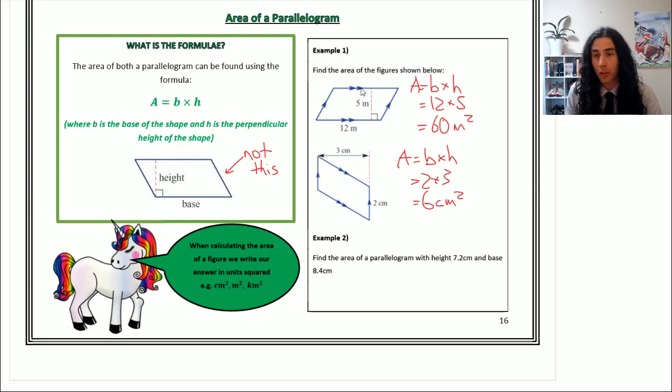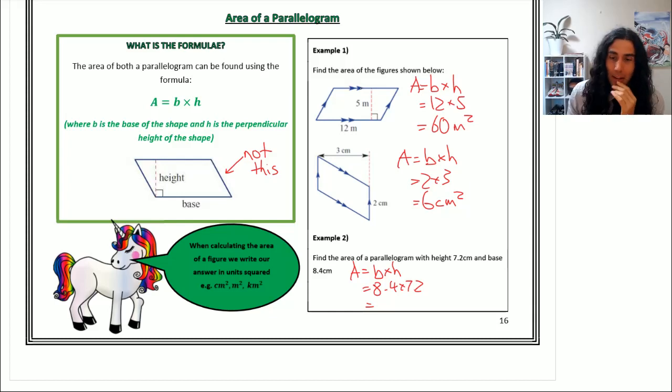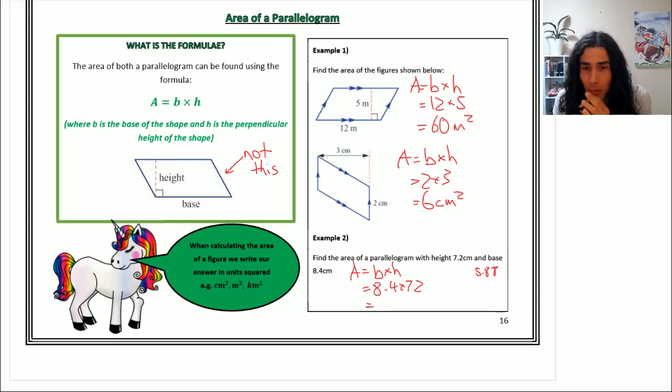Last one, find the area. No diagram, but I don't think we need to. Height 7.2, base 8.4. So area equals base times height. Base 8.4, height 7.2. All right. In my head, no calculator, no working out. The 7 times the 8.4 will give you 58.8. Okay, I have to write that down because otherwise I'll forget that. And the 0.2 times 8.4 will give you 1.68.